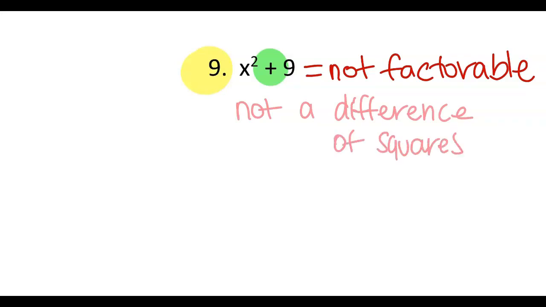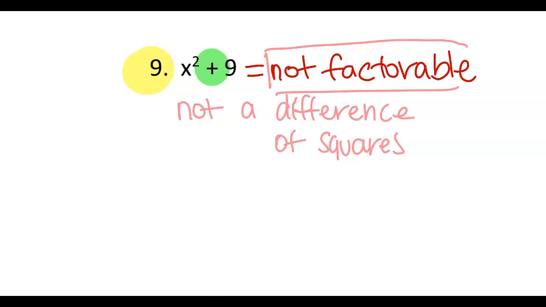If it's not a difference of squares, sure, you could take the square root of x squared and you can take the square root of 9. But if you were to try to write 2 binomials like we did for number 5 and check it, you would never get this answer. Never. So what you're going to write instead of an answer is just not factorable. You literally cannot factor this. Let me scroll this over so I can actually box this. But you cannot factor this. It's not possible.